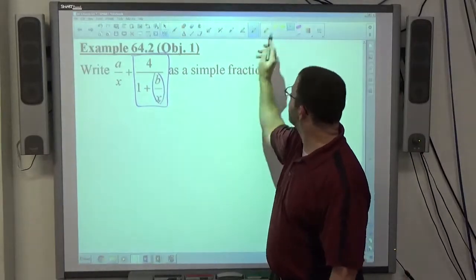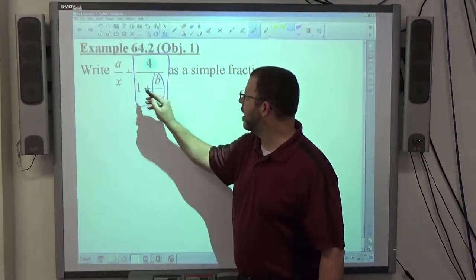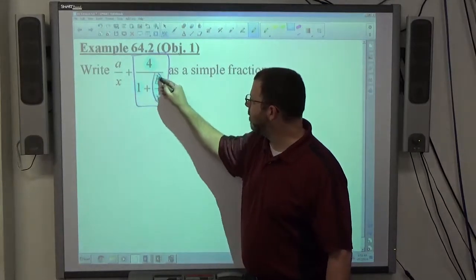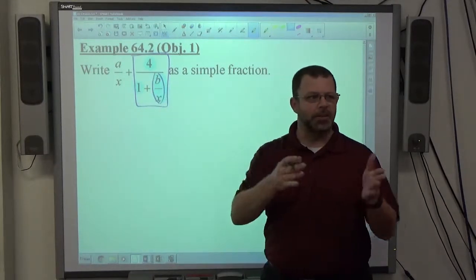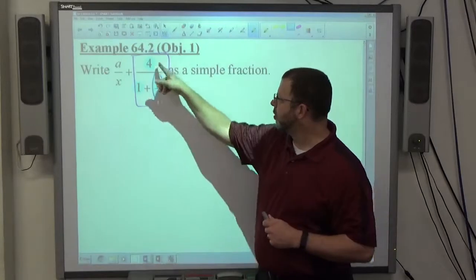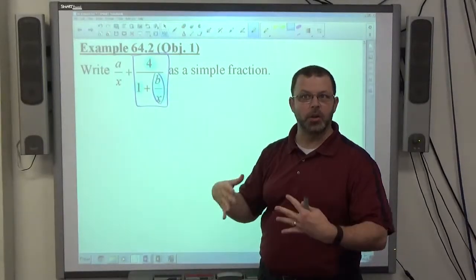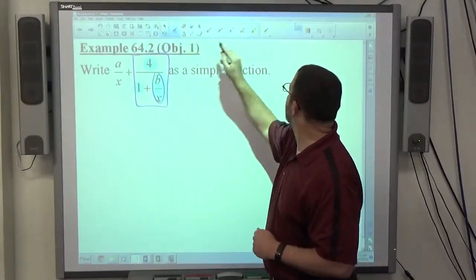And again, looking at this as far as terms, 4 on top, 1, and being added to b over x. So anytime you have pluses and minuses, that separates terms. So a total of 3 terms in that fraction. I want to get a total of 3 terms in my simplified fraction.